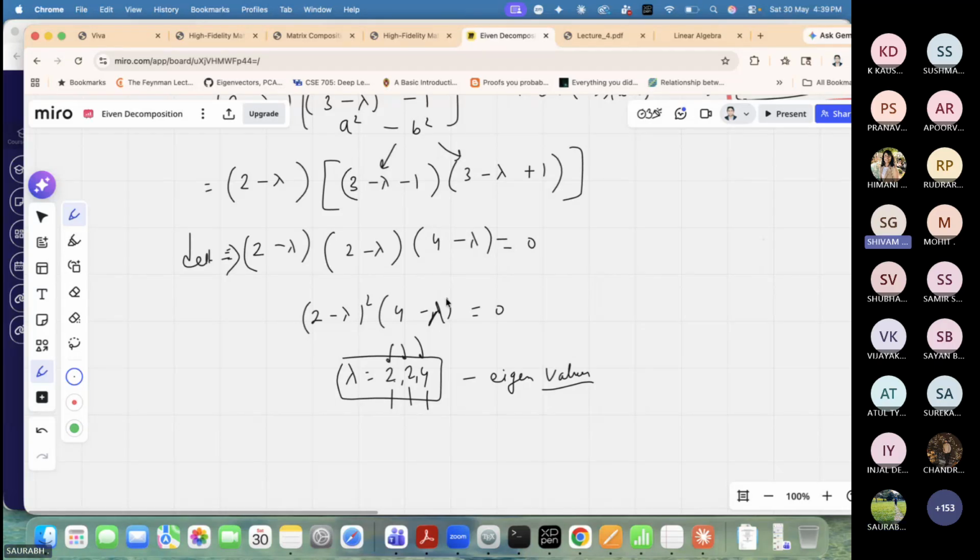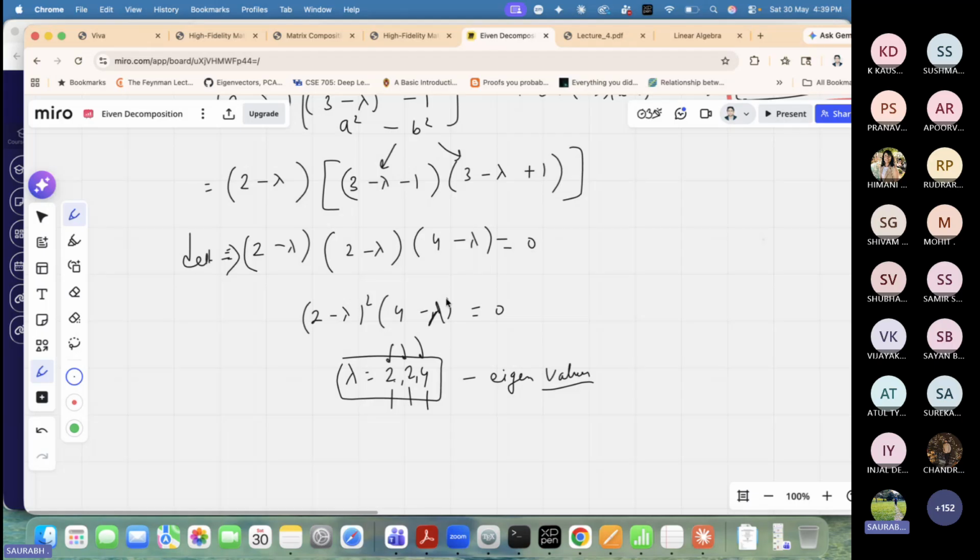Quick question. Is there any relationship between the number of dimensions of the matrix and the number of eigenvalues? Yes. If you have a 3 cross 3 matrix, the number of eigenvalues should be 3. If you have a 2 cross 2 matrix, the number of eigenvalues should be 2.